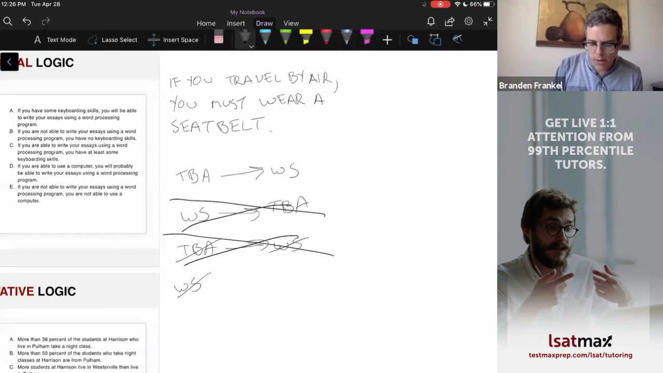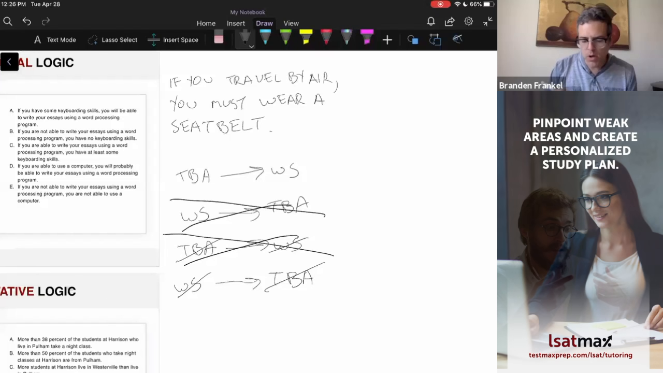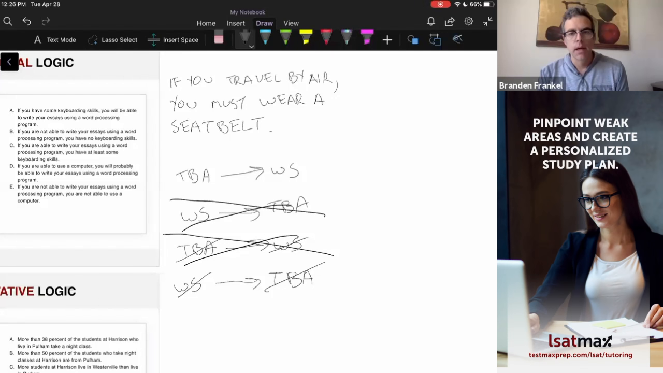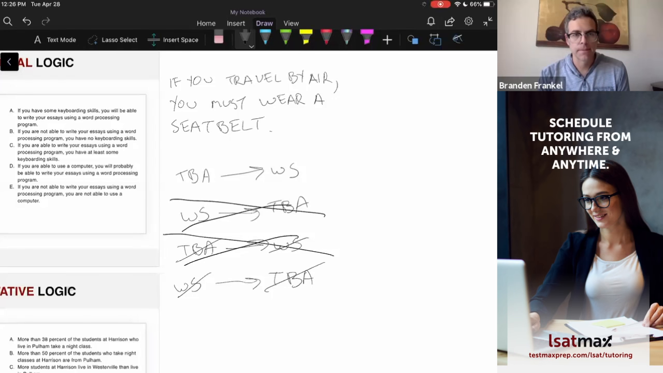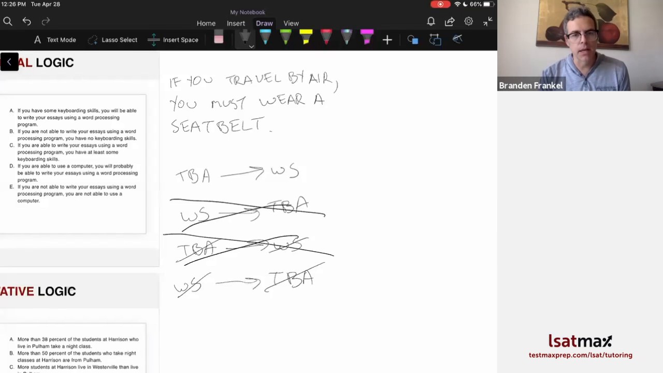If you aren't required to wear your seatbelt, then you are not traveling by air. And that is a true statement. It's what's known as the contrapositive. And anytime you accept a conditional statement as true, you are also accepting its contrapositive as true.